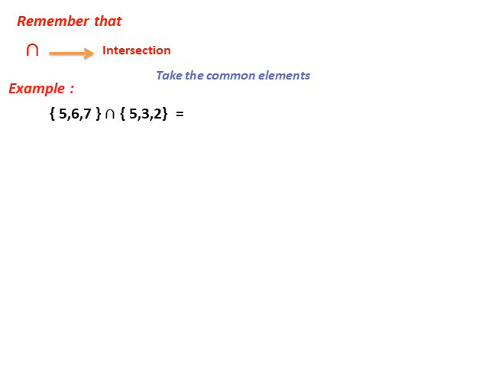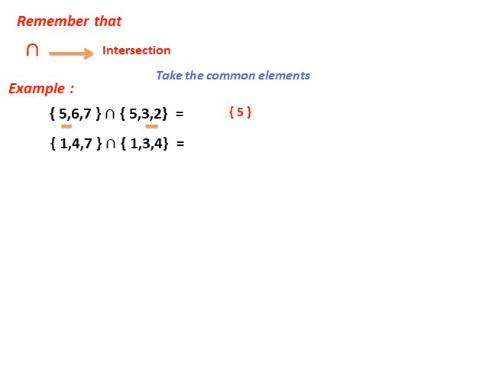In the first set, 5 6 7 intersect with another set having 5 3 and 2. Which number I found in two sets? Yes, that's correct. 5 and 5. So I will put 5. 5 here is the common element between the two sets. What about the other thing?